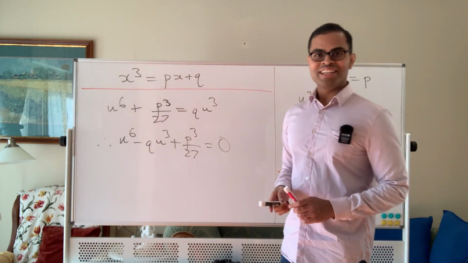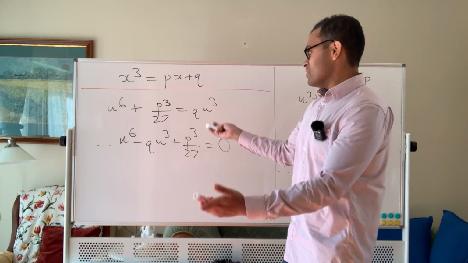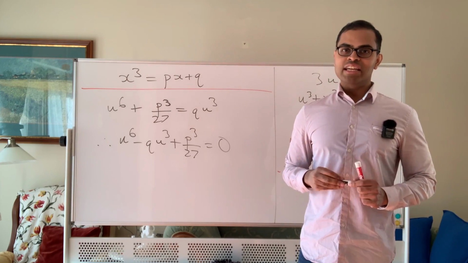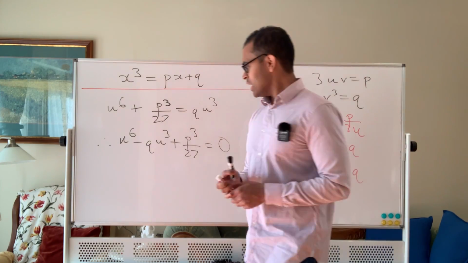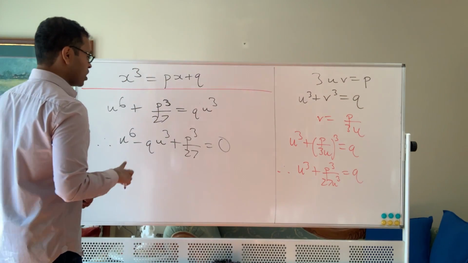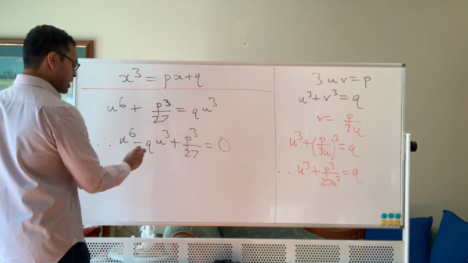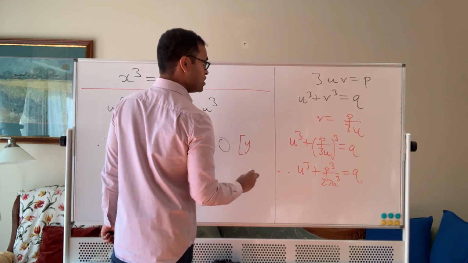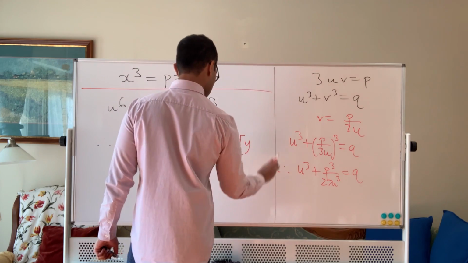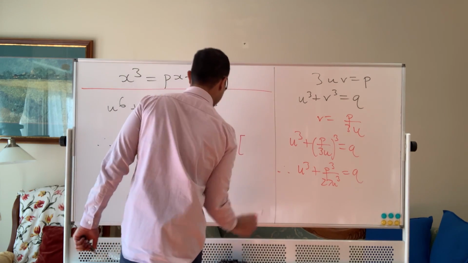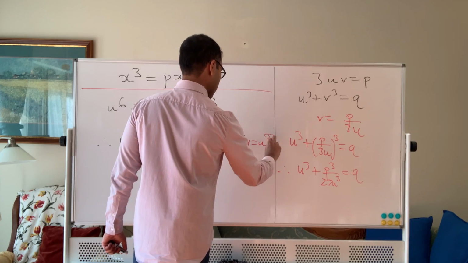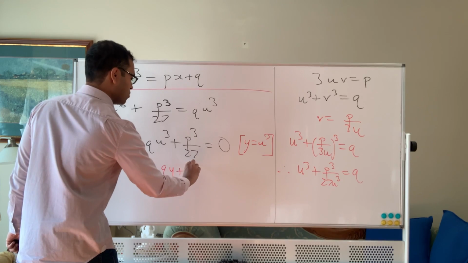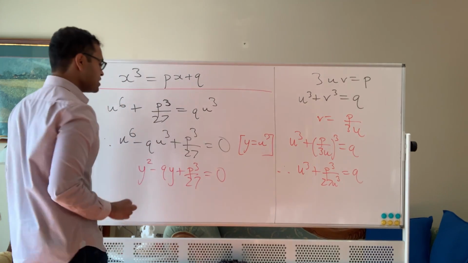Looks bad. We started off with a 3rd degree equation, and now we have a 6th degree equation. So it looks like we've made our life harder, but if you've seen this trick, it's a very elegant trick, worth knowing whatever math you're doing. This is actually equivalent to solving a quadratic equation, because we can change our variables. Set y equal to u cubed. Then this becomes y squared minus q times y plus p cubed over 27 is equal to 0. And this is a quadratic equation now.